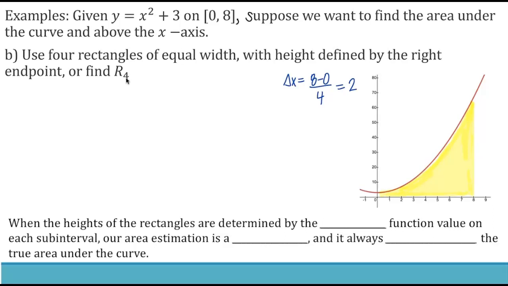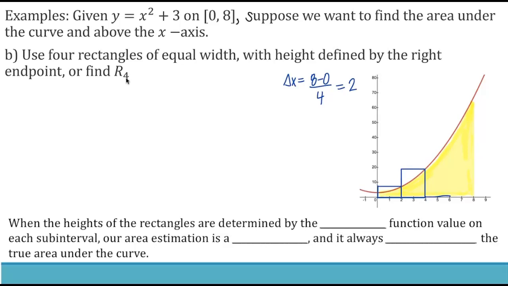So our first rectangle will extend from 0 to 2 on the x-axis, and the right side defines the height. So we are going to end up plugging 2 into our function to find the height of the first rectangle. And I'm going to keep sketching all the rectangles. Our next rectangle is going to extend from 2 to 4, and the right side of that interval will define the height over that entire interval.